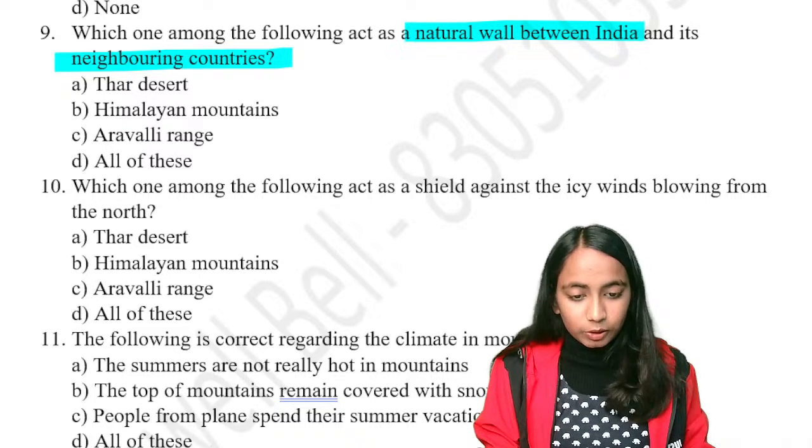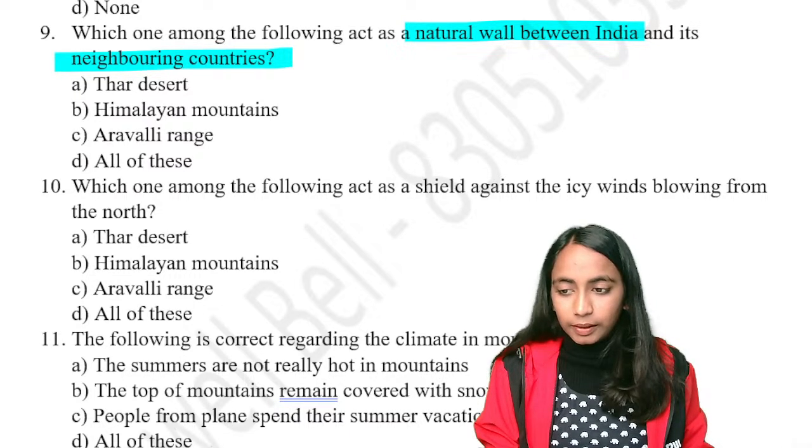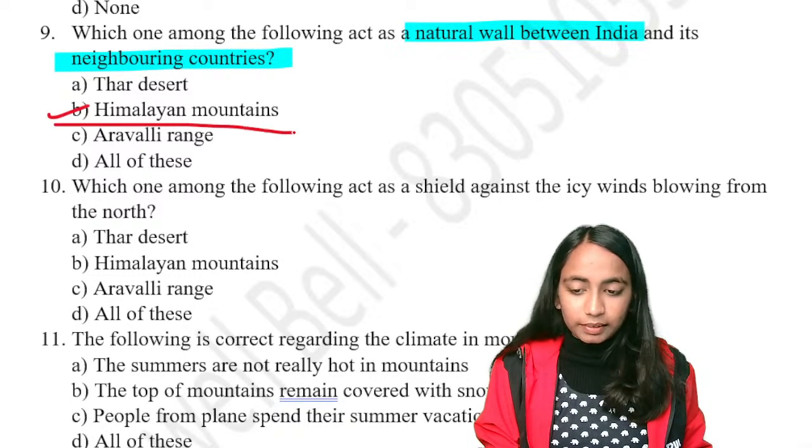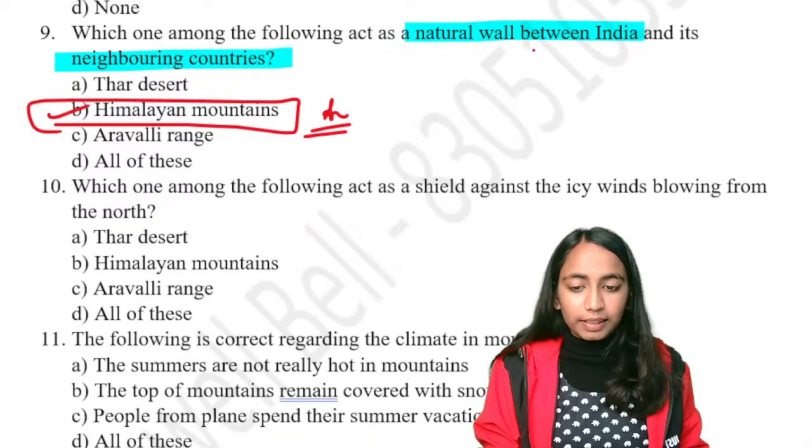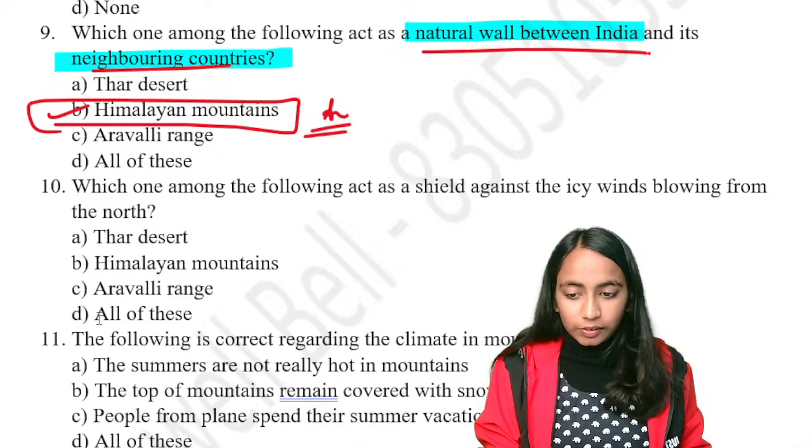Okay, so let us have a look. What will the answer be here? Himalayan Mountains. Natural wall, how will a desert be a wall? The right answer would be Himalayan mountains, which act as a natural wall between India and its neighboring countries.